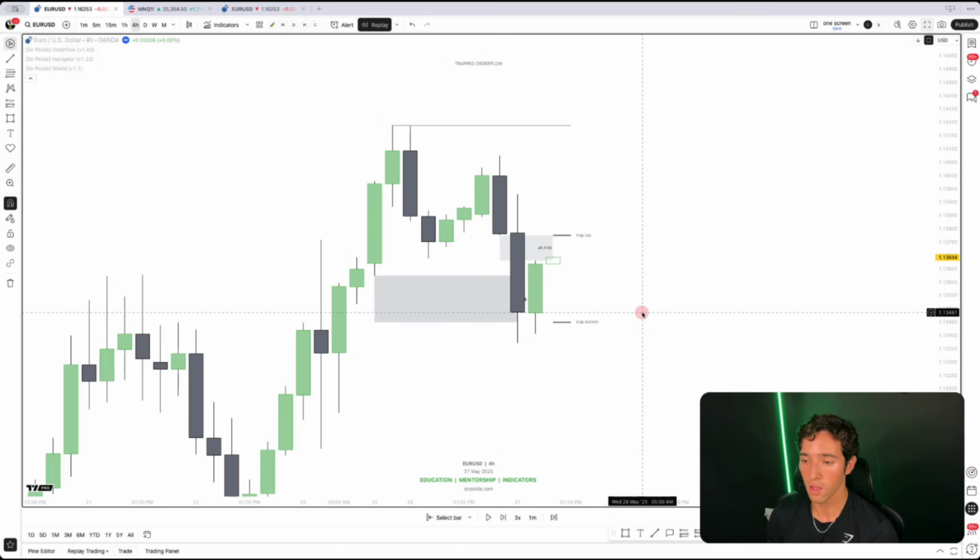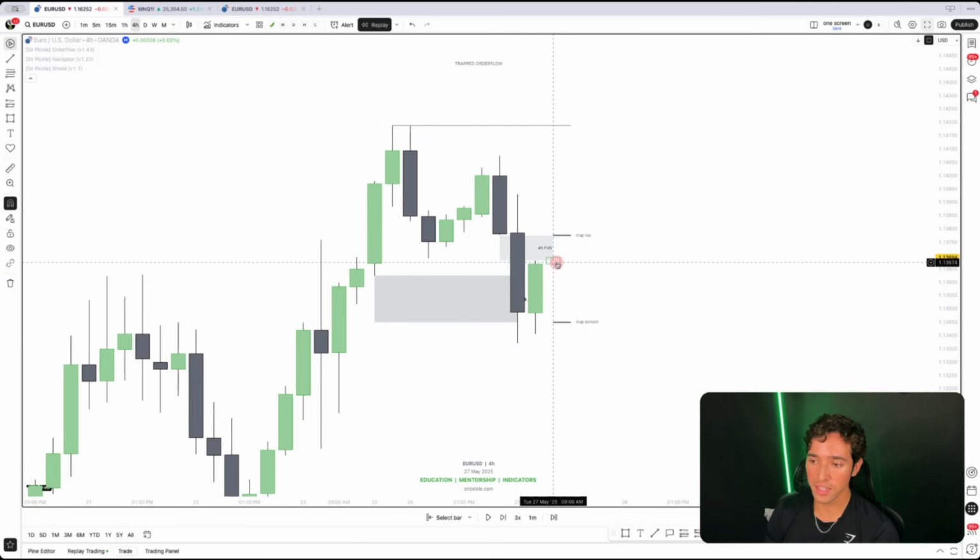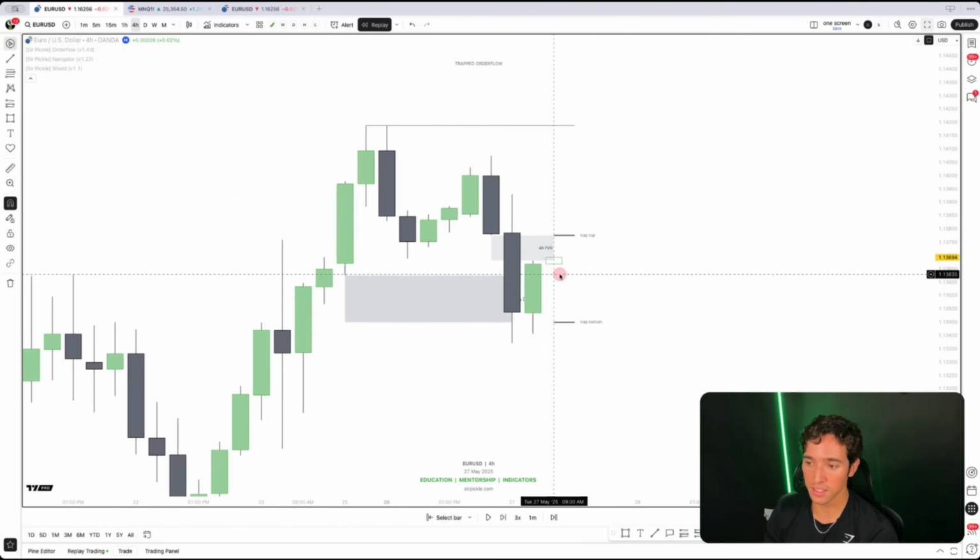Those are the levels that we would want to see get disrespected and displaced through. And what it also does is it now makes all the candles that are within that trapped order flow range, inside of that cage, hollow. So as you can see, this candle right here, let's actually drop down to the lower time frame.